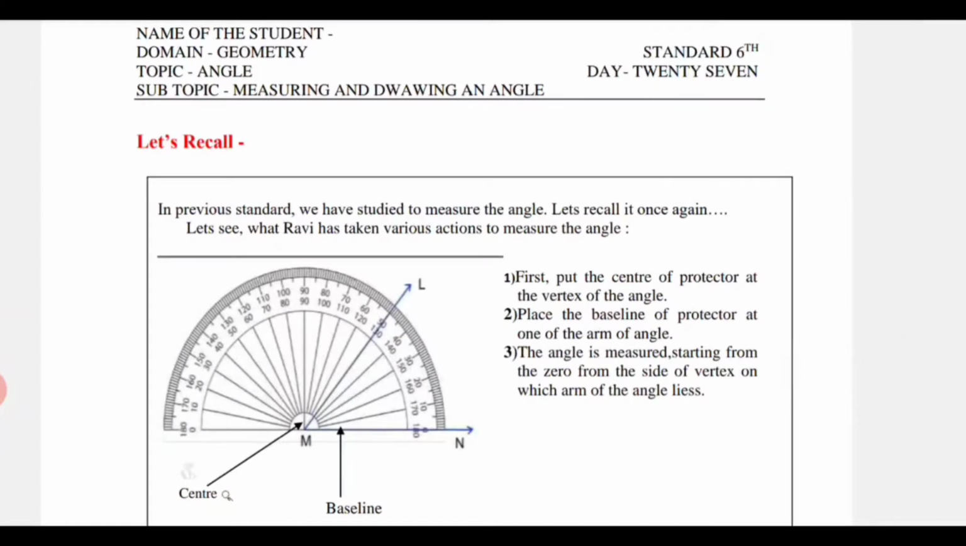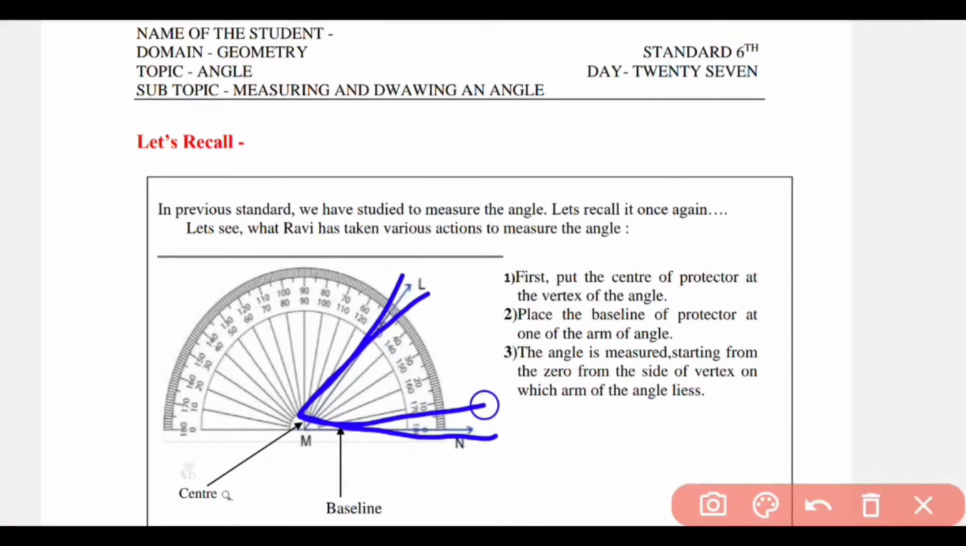In previous standard we have studied to measure the angle. Let us recall it once again. Let us see what Ravi has taken various actions to measure the angle. So angle LMN, as you all can see with blue lines, is shown. I am going to erase my line so you can see it clearly. This angle LMN, and how is this angle LMN measured by Ravi.